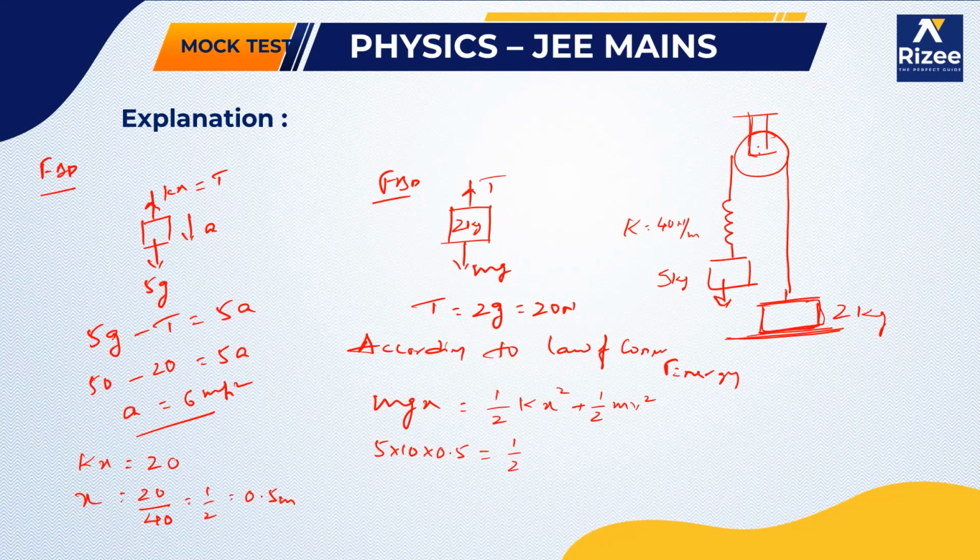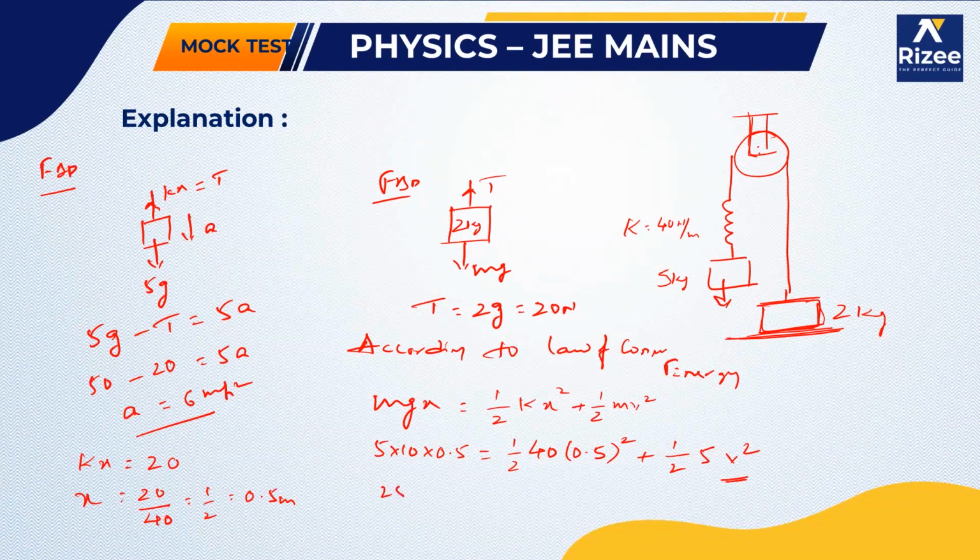So this is half into k, which is 40, into 0.5 whole square, plus the mass of this one, half into 5 kgs into velocity square. This is the one he has asked. So now solve this particular thing, please.